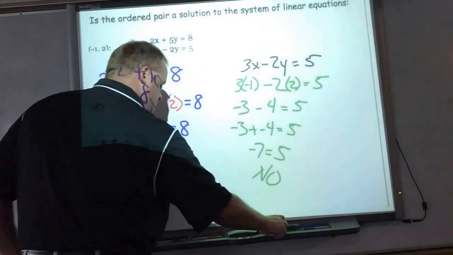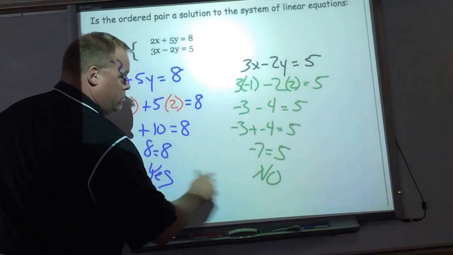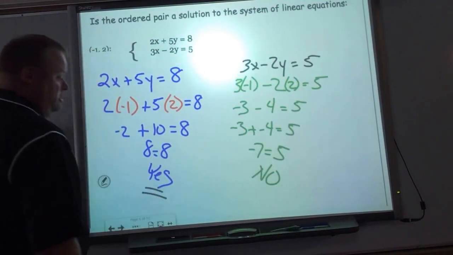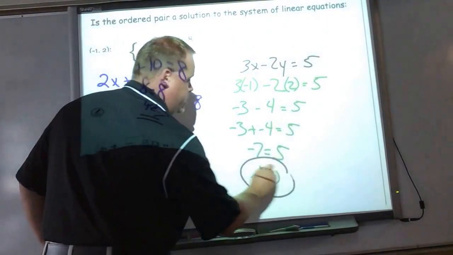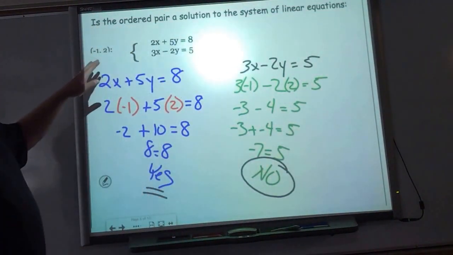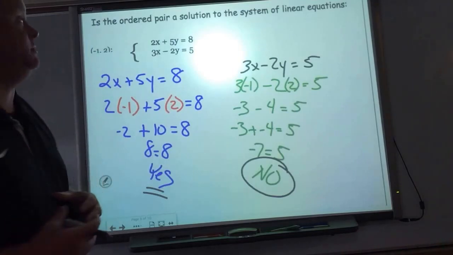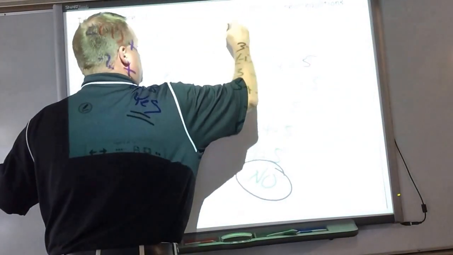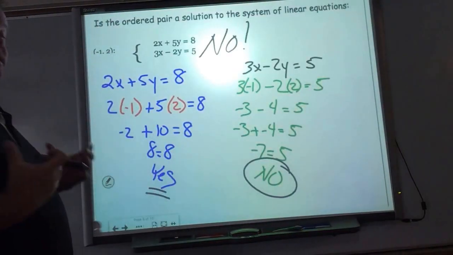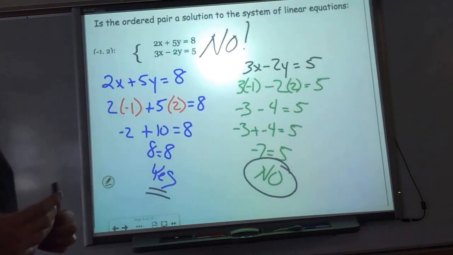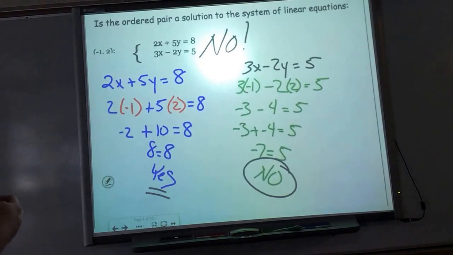And since I do not have yeses on both, I've got a yes here, but I've got a big resounding no here, then the answer to is (-1, 2) a solution to this system? Well, the answer is no. It's not a solution to this system of equations because we didn't come up with the same answer when we plugged them in.